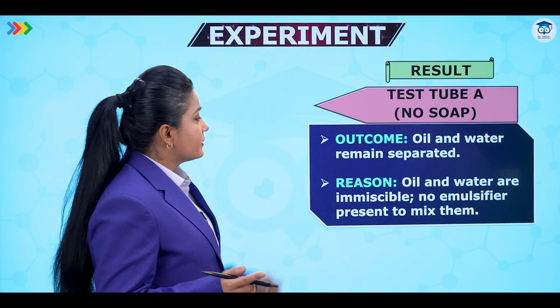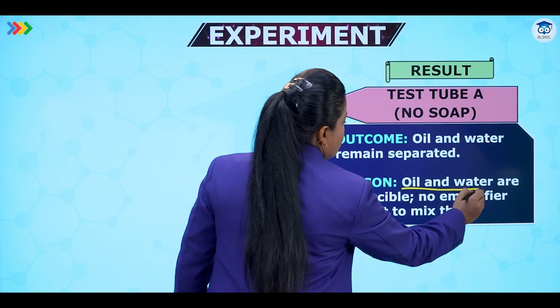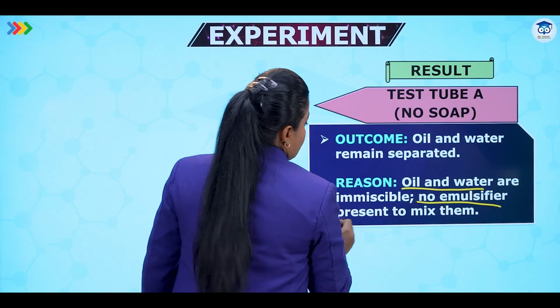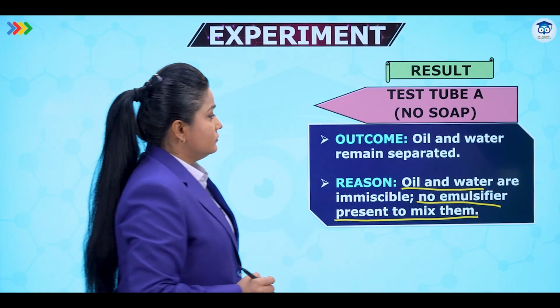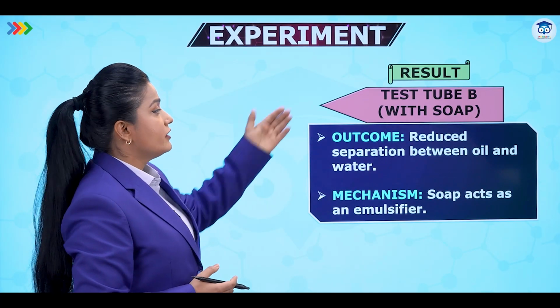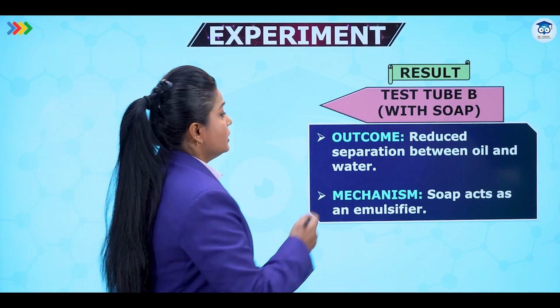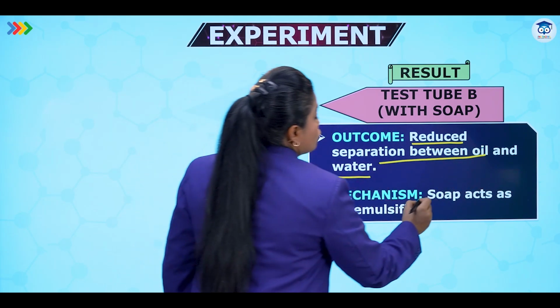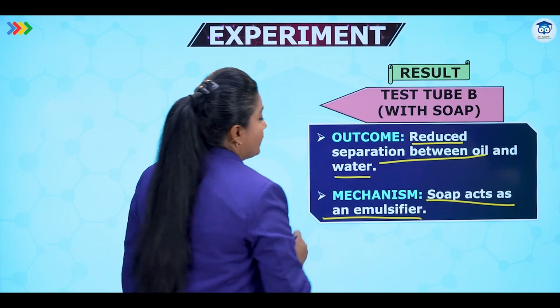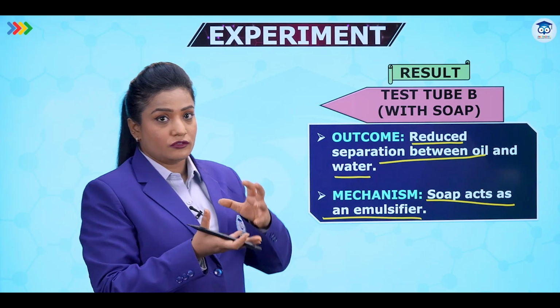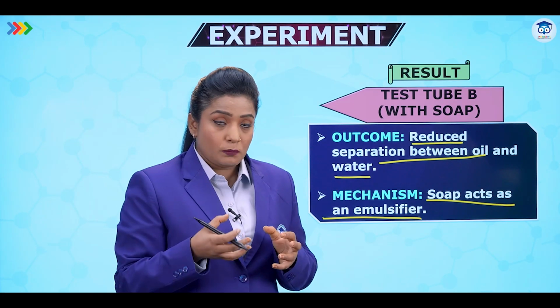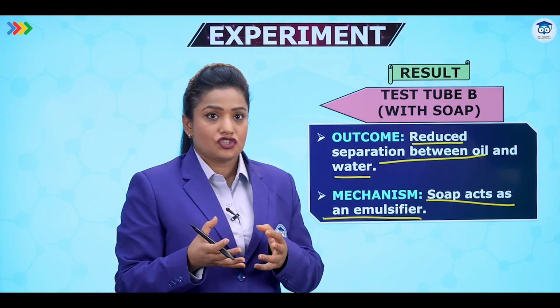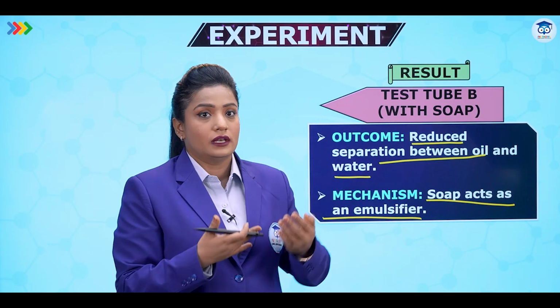Let's try to understand the reason. Oil and water are immiscible, and hence, with no emulsifier present, they do not mix. But in test tube B, where we have soap, we will see reduced separation between oil and water, because soap acts as an emulsifier. That means soap will help to mix the two of them, oil and water. So when soap is present, it behaves as an emulsifying agent and it emulsifies water and oil.